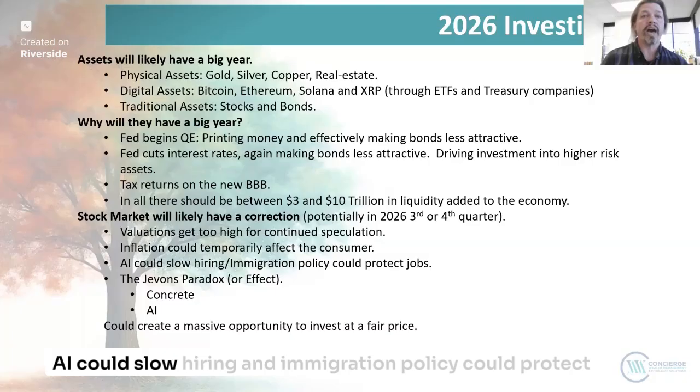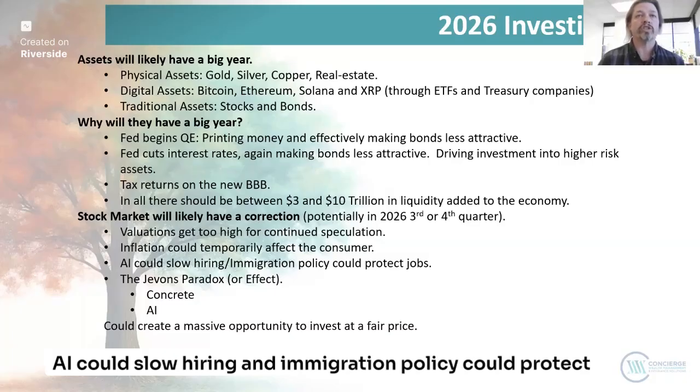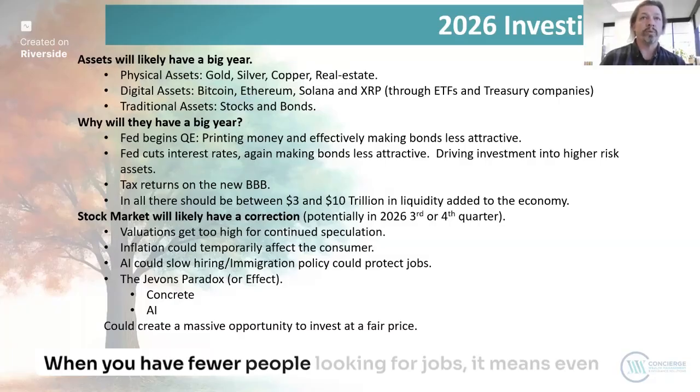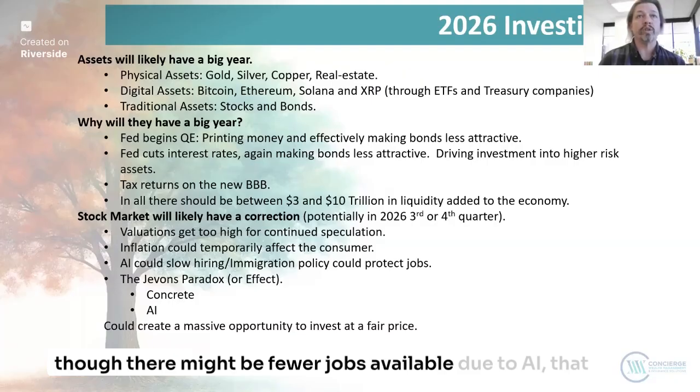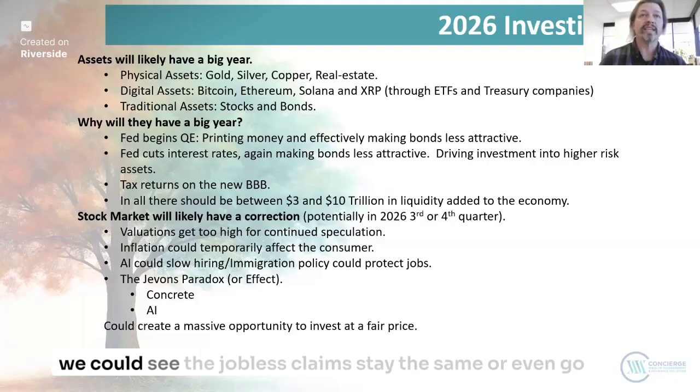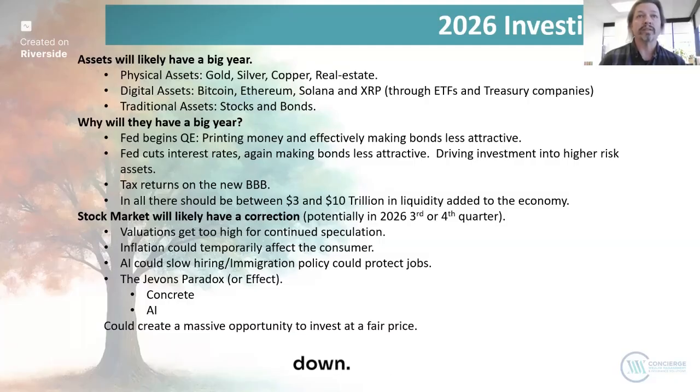AI could slow hiring, and immigration policy could protect jobs. When you have fewer people looking for jobs, it means even though there might be fewer jobs available due to AI, that we could see the jobless claims stay the same or even go down over that time.